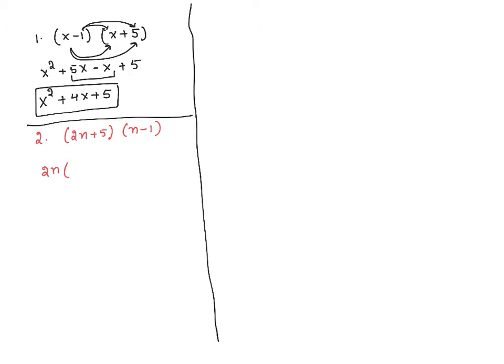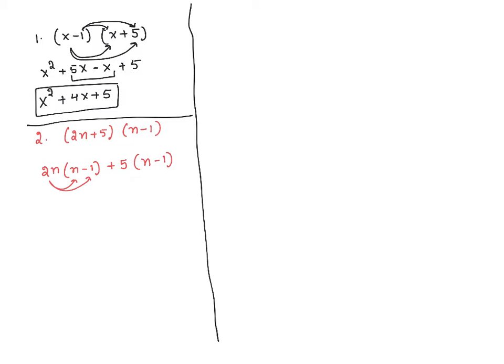So 2n times n minus 1 plus 5 times n minus 1. I am using distribution because I know some of you would prefer distribution. So for them to have more practice, I am giving them a practice. But if you like and have a good practice on FOIL, then you can use the FOIL method.